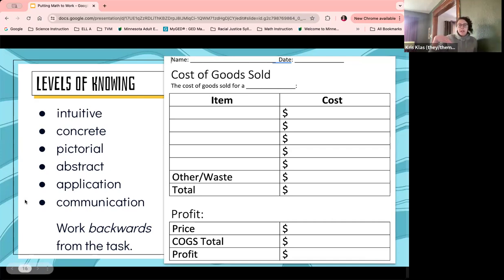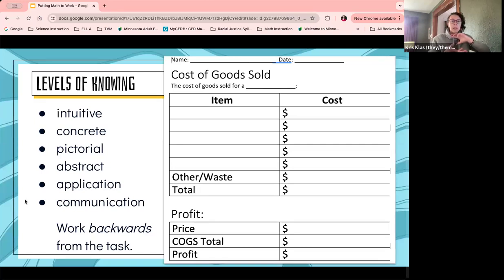And then finally, you want to get to the communication level. This is where they're actually using this information in the workplace. As a small business owner, you want to be able to explain why, if you're talking to your accountant, you priced your items at the level that you did and how much the item's actually costing you, so that you can be thinking about your profit margins and planning for other parts of your business.